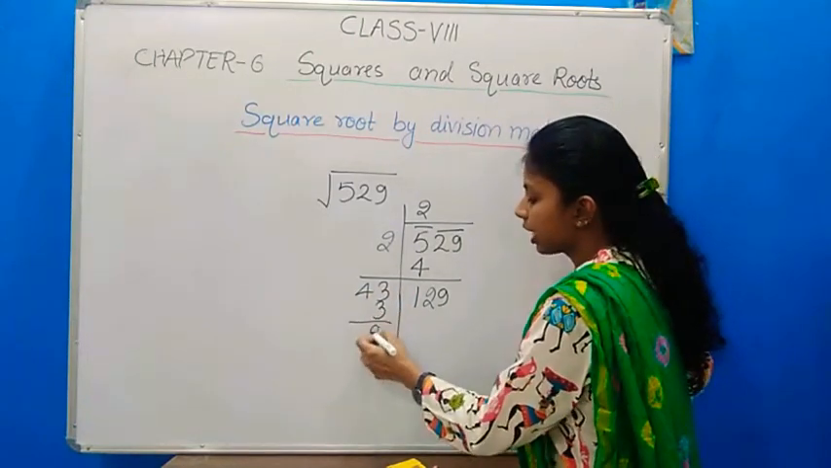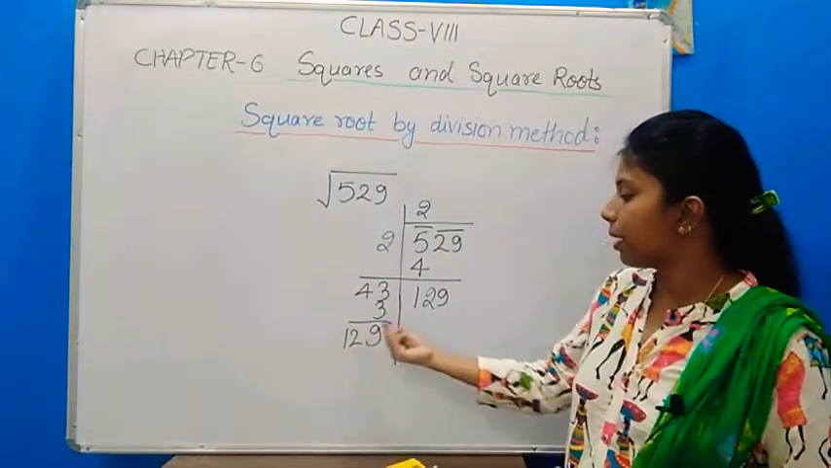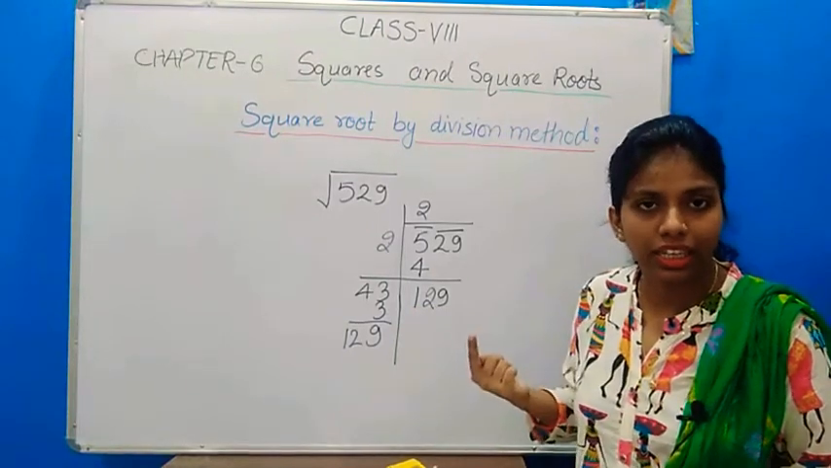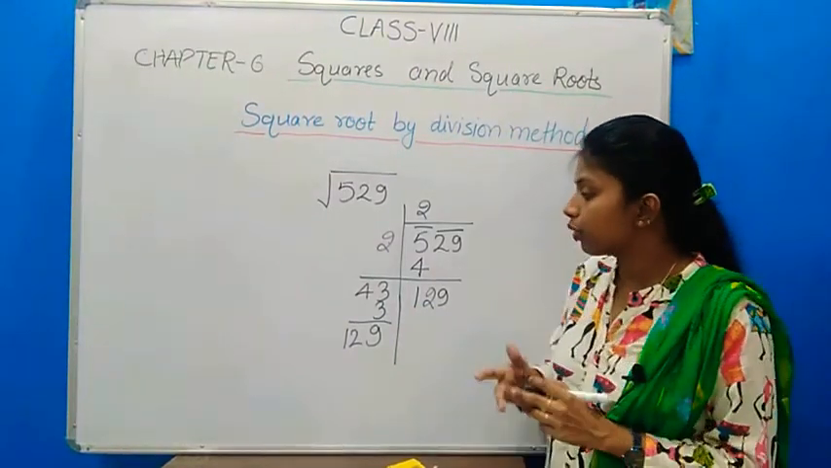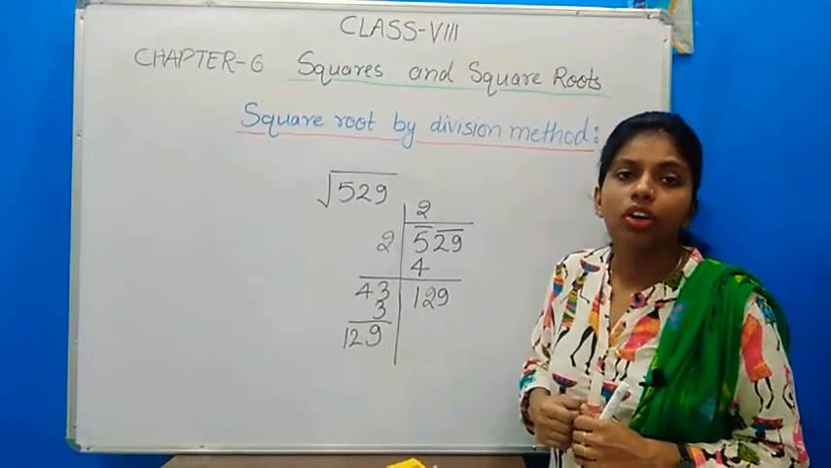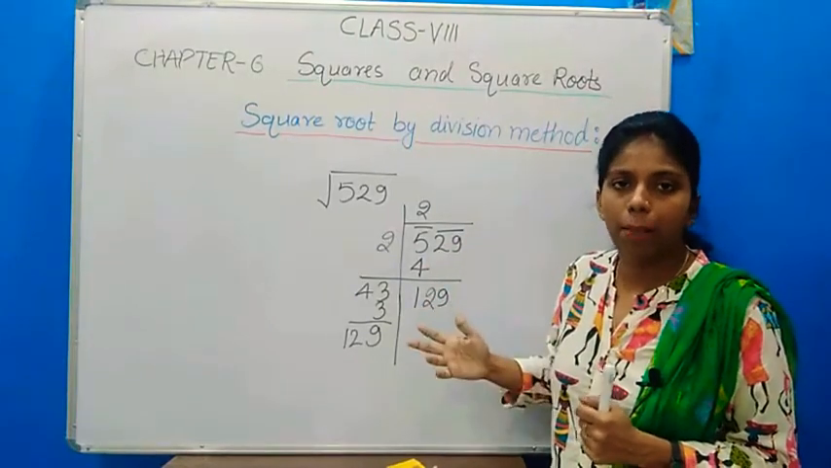So 3 3s are 9 and 3 4s are 12. So what we get? The number exactly equal to 129. So we can take 3. So this is the method to check which number we are going to take. We have to check one by one, or we can guess sometimes. We are going to discuss that with more examples.